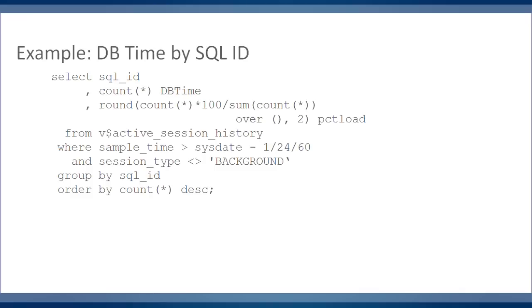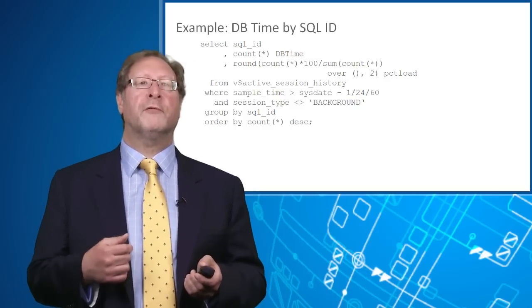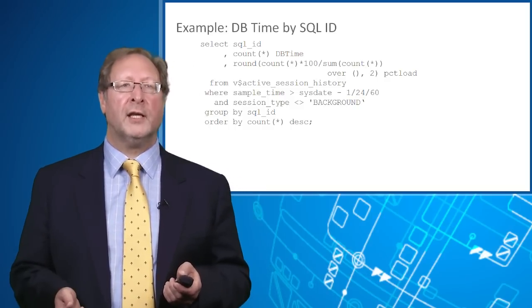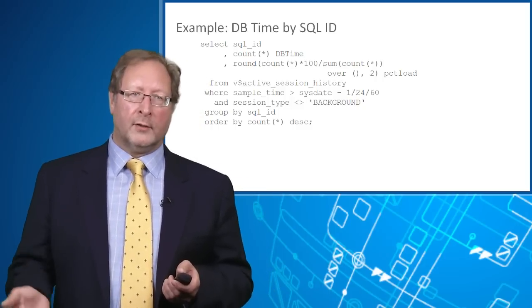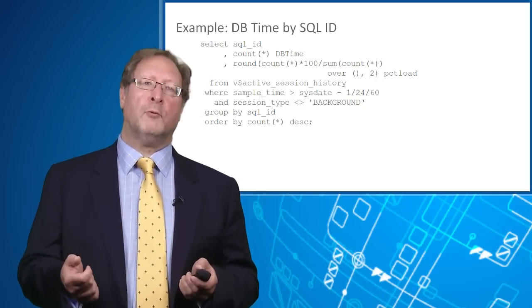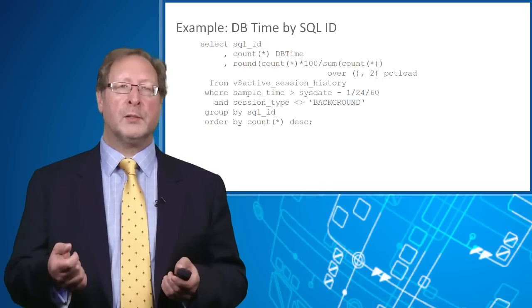Here's an example of how to use it. What we're doing here is looking to find out what was the top SQL for the last minute on this system. You can see that we're looking for sysdate - 1/24/60. We're removing the background records by eliminating those based on session type, and then we're grouping by SQL ID. This tells us which SQL statements have done the most work in the database in the last minute.